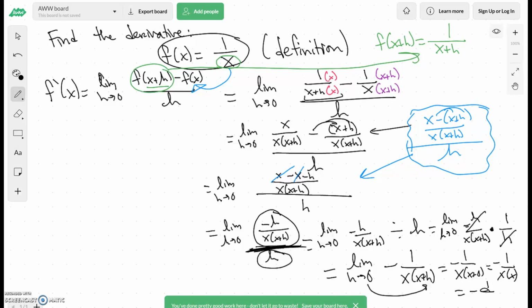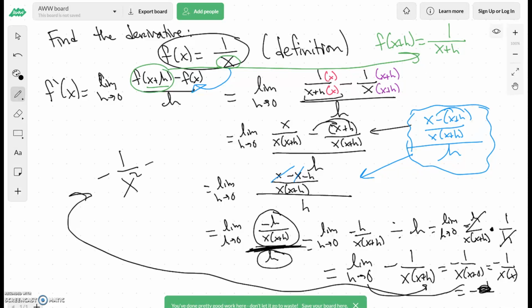Oops, I ran out of space. I'm going to write it over here. This is going to give me negative 1 over x squared. And this thing is the derivative of that function. Okay? So it was a little bit of a longer process, but it's still doable. Okay?